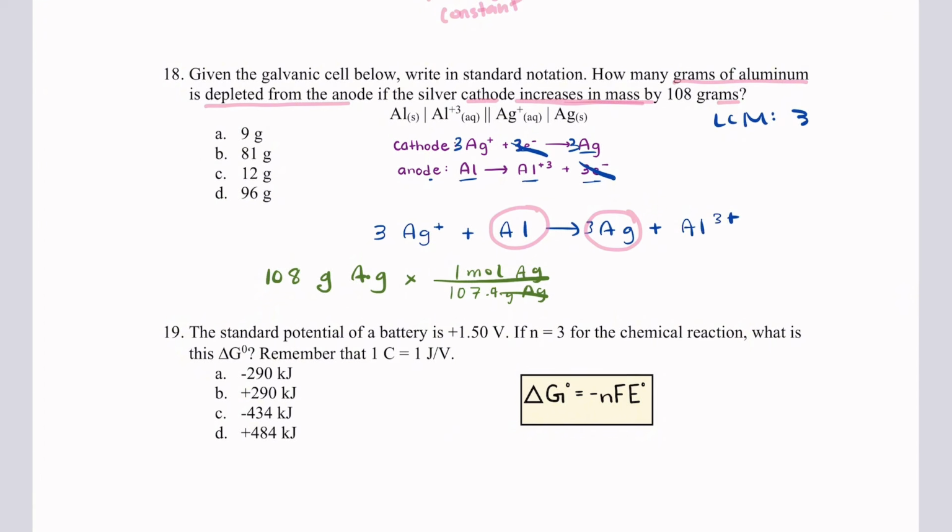Once we have moles of silver, we can then use the mole-to-mole ratio from our balanced reaction to get moles of aluminum. This ratio is 3 moles of silver to 1 mole of aluminum. Finally, we can multiply by the molar mass of aluminum, which is approximately 27 grams per mole, to find the corresponding mass of aluminum that's lost from the anode. And this is going to give us approximately 9 grams of aluminum. So 9 grams of aluminum are depleted from the anode, and the correct answer here is A.